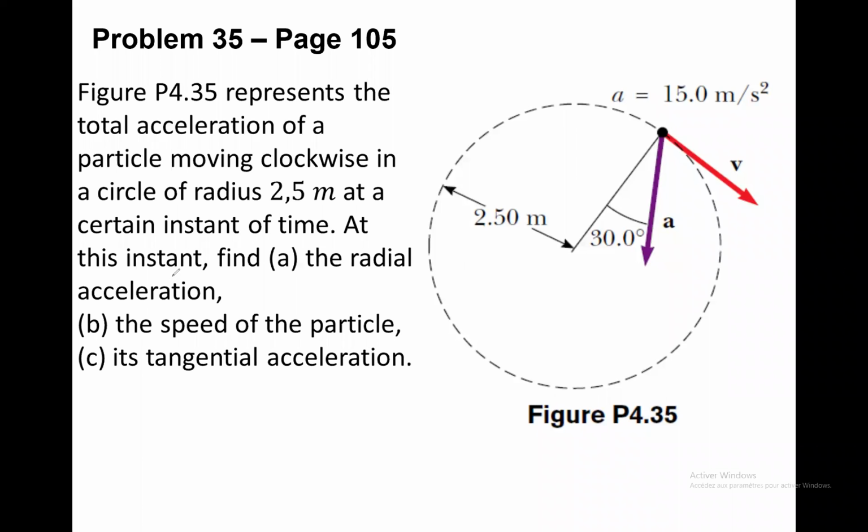Problem 35 is an application about the radial and tangential acceleration in the case of rotational motion. In this figure, as we see, a equals 15 m per second square and represents the total acceleration. A is the total acceleration.